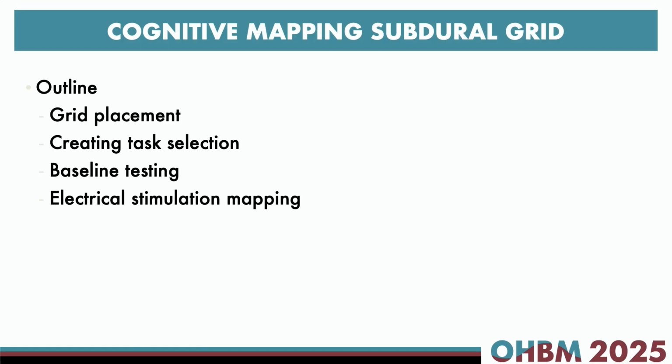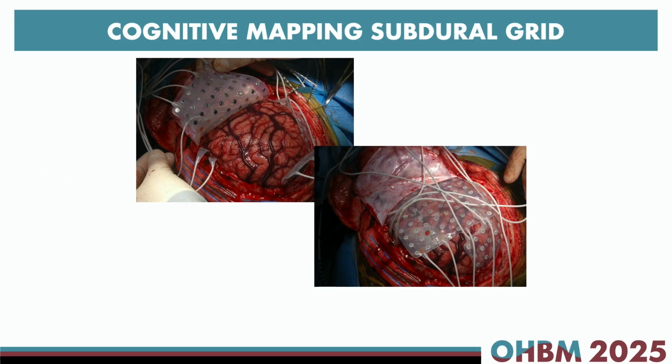Okay, quickly. We also can do cognitive mapping with subdural grids and SEEG. It's very, very similar. So you do a grid placement or a depth electrode placement for SEEG. You create a task selection, you do baseline testing, and then you do electrical stimulation. This is a grid for those that haven't seen it.